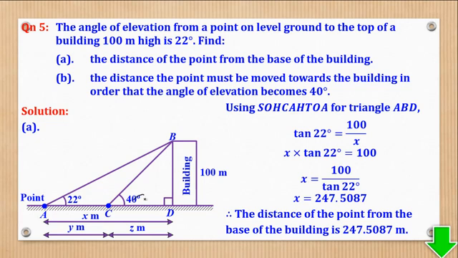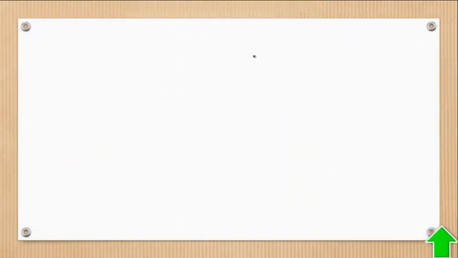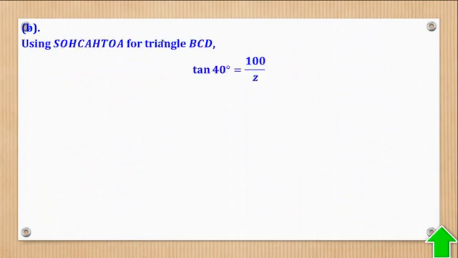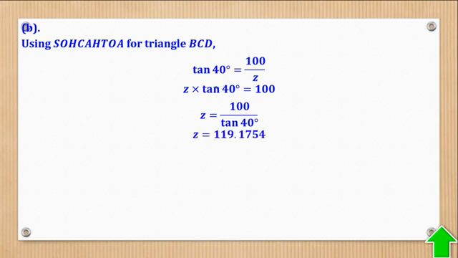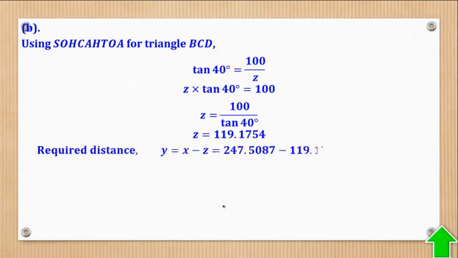If I'm here, this will be adjacent and this will be opposite. So adjacent, opposite, still it is tan. So I'll say that tan 40 degrees is equal to 100 over z. Cross multiply and make z the subject. Then use a calculator to get the value of z. So now that I know z, I can easily get the required distance of y, which is x minus z. And that gives you that.